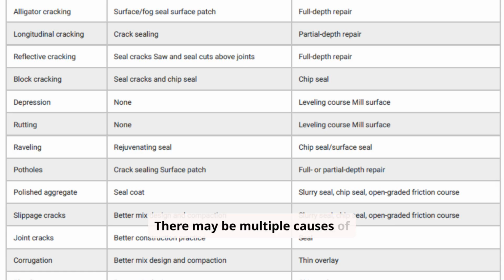There may be multiple causes of these distresses. For example, alligator cracking may occur because of the following: thin asphalt layer, or heavy load on thick asphalt layer, or weak base subgrade with thick asphalt layer with normal loading, or a combination of 2 or more causes. As an example, the figure shows a pavement with alligator cracking, edge cracking, and rutting at the same time. The probable causes are base subgrade deficiencies and repeated loading.